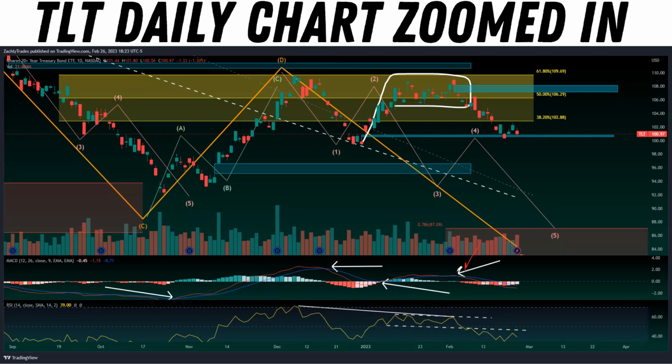Combine that exit signal with also the bearish divergences that we went over on the RSI, and things became a lot more clear after waiting for the structure and waiting for the candlesticks to play out, rather than just forcing a trade just because we were going up and below our 50% level at 106.29.